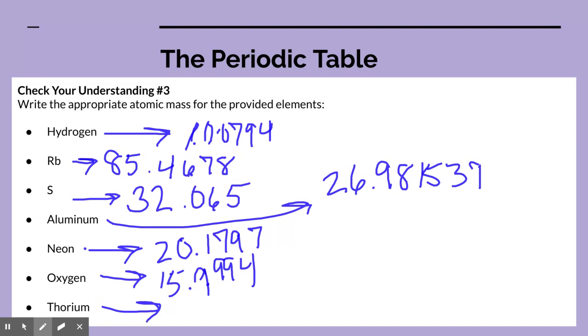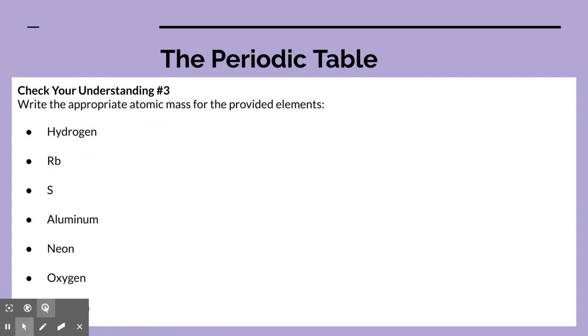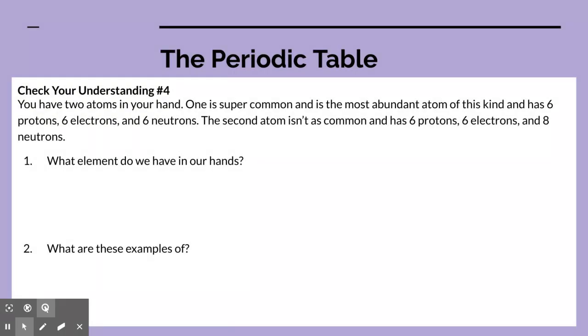And then thorium, where's my TH at? I lost it. Let me find it. There he is. Thorium, you should have found, is 232.03806. And all these are AMUs. So that's what you should have found for all of the atomic masses for each of these examples. So let's keep on going.